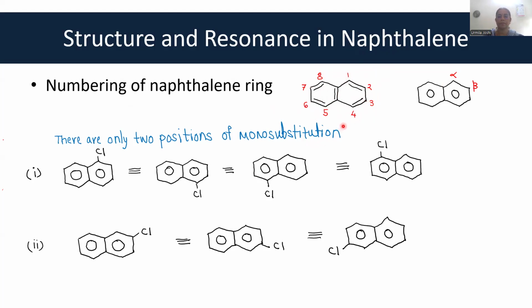But you can start with any position and still the numbering remains the same. There are only 2 different positions in naphthalene, alpha and beta. Just try to understand how. You write this chloronaphthalene. You write it this way. You may call it 1-chloronaphthalene because the numbering starts from here.